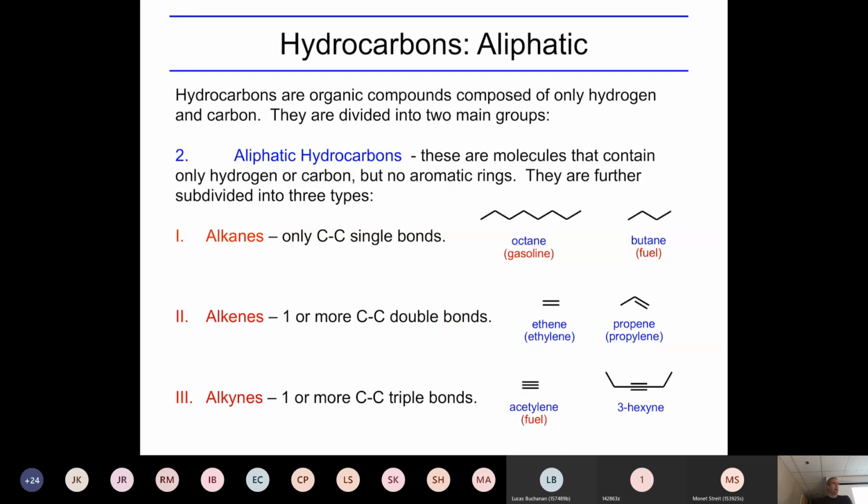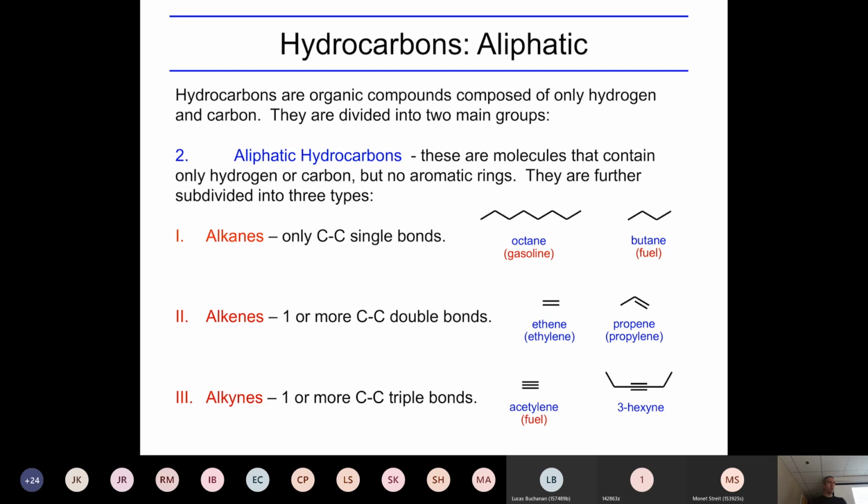The other kind, if it's not aromatic, we say it's aliphatic. Aliphatic is just every other hydrocarbon that's not aromatic. And these are broken into 3 types: alkanes, alkenes, and alkynes. Alkanes just means that all of the carbon-carbon bonds are single bonds. Examples you can see here are octane, which is a component of gasoline, butane, which is in lighters, and propane would be another example. It's in your barbecue.